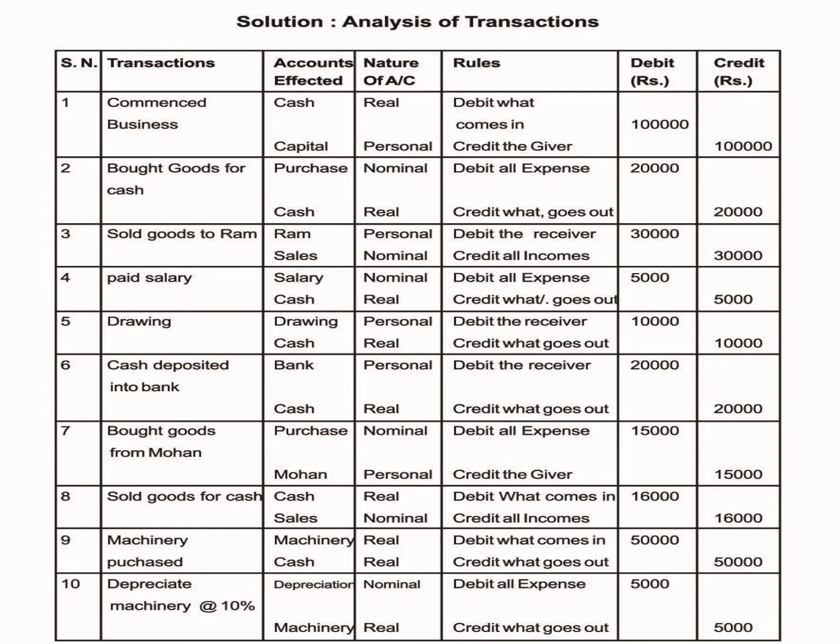Coming to the second transaction, bought goods for cash. Accounts affected are purchase account and cash account. Purchase account is a nominal account. Cash account is a real account. The rules applied are debit all expenses and losses and credit what goes out.